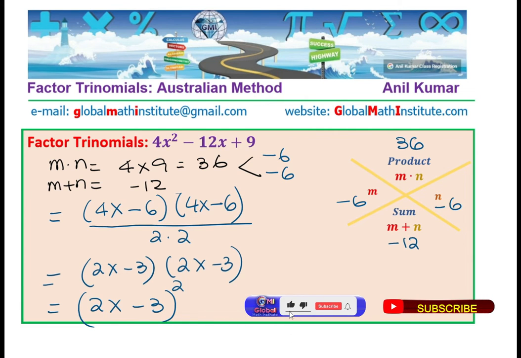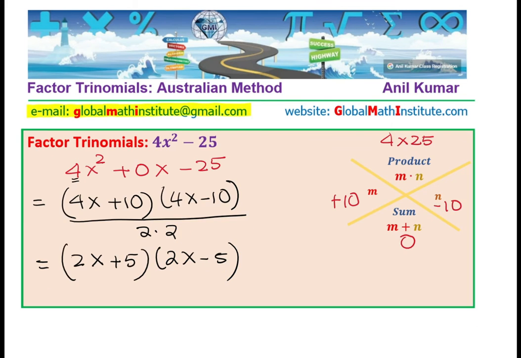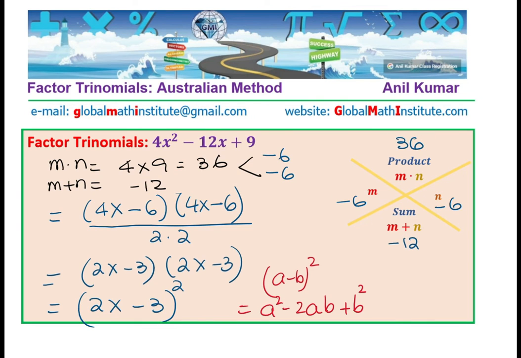Clear. So let me remind here. So we have this a minus b whole square, which is equal to a square minus 2ab plus b square, right? In the previous case, we had a square minus b square, which could be factored also as directly a plus b times a minus b. So these are important identities to remember, right?